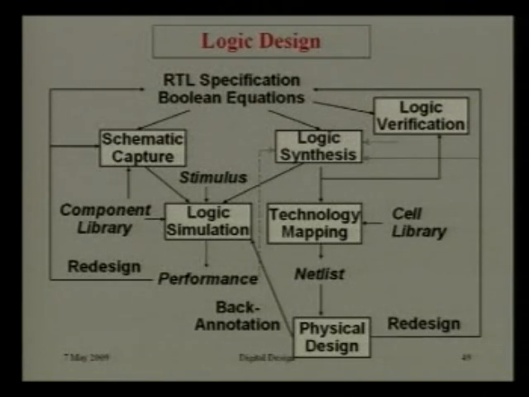CMOS is very costly. Why is FPGA so popular now? Mainly cost is one parameter. Okay. So that's why you must be very sure that at every step you are getting the correct circuit. Okay.